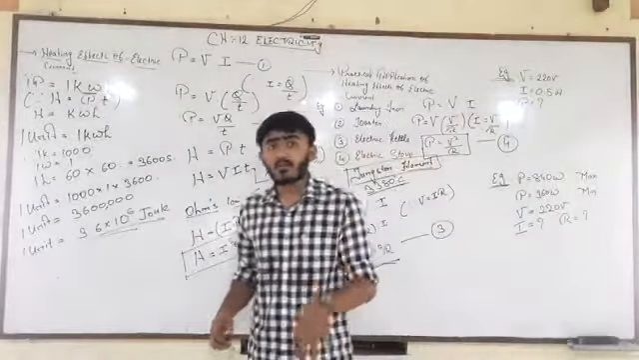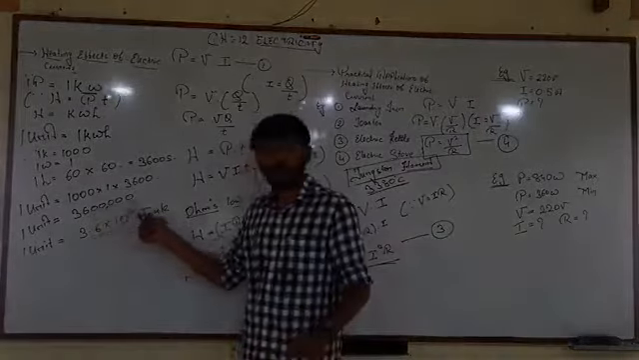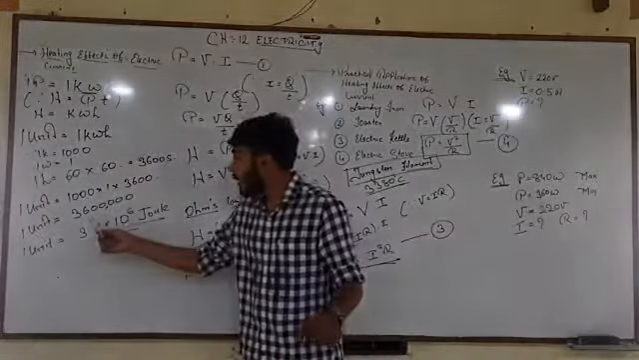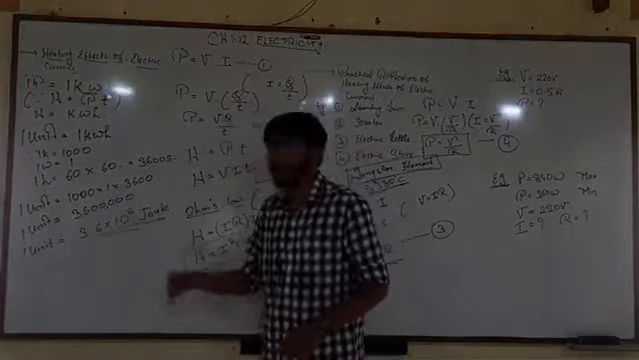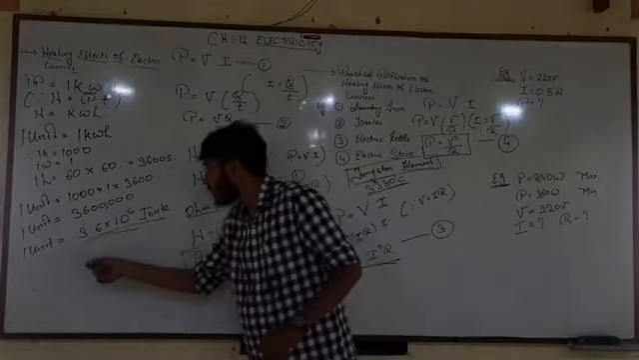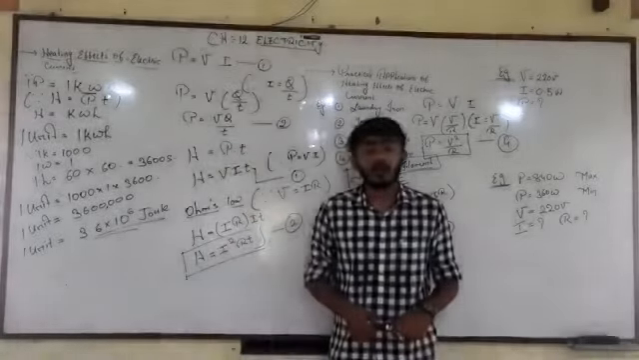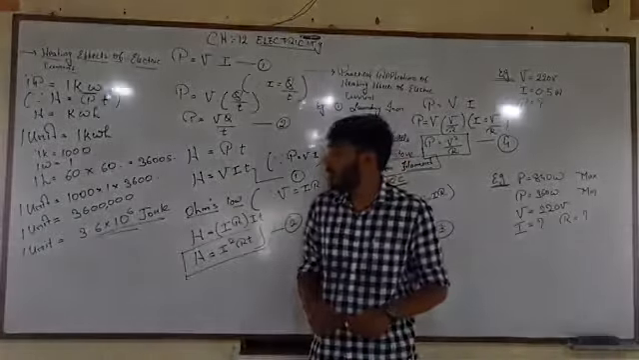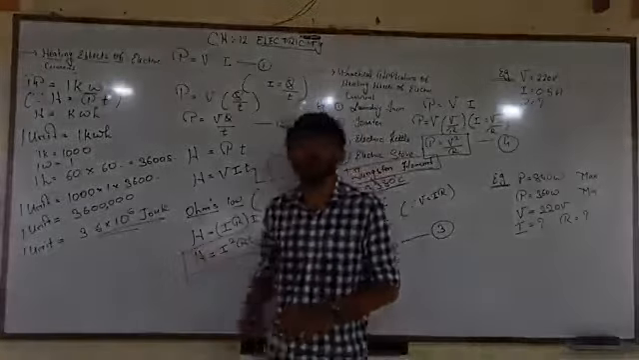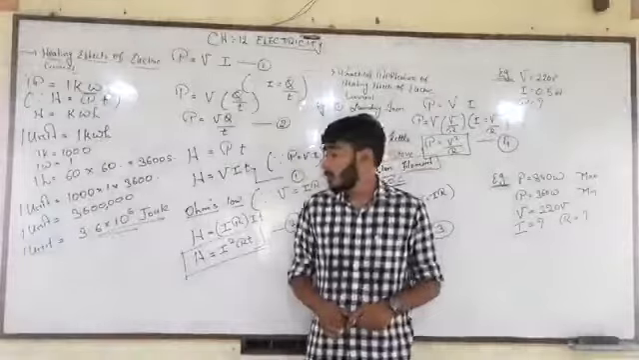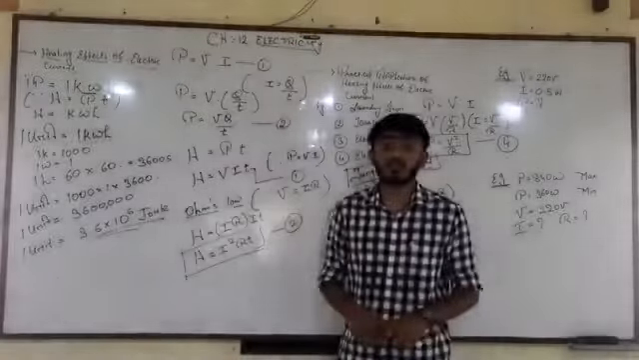Listen students, 10 raised to 5 stands for 1 lakh, that is 1, 2, 3, 4 and 5 zeros. And 1 decimal point I am shifting over here, and so this becomes 6. And so it is 1 unit is equal to 3.6 into 10 raised to 6 joule. Okay, I hope you are clear with this. Done.